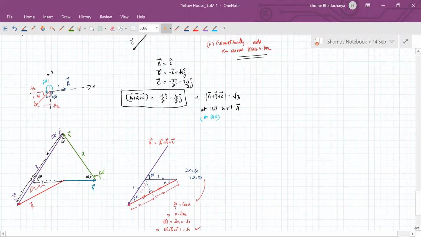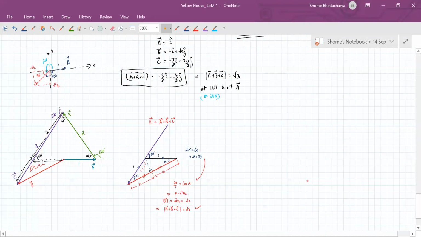Okay, so this is a geometrical way of solving it. And again, you want to find out the angle between the resultant and A. So you have to find out this angle.